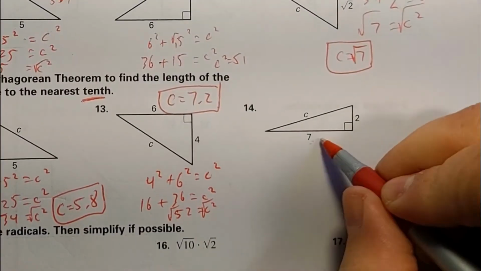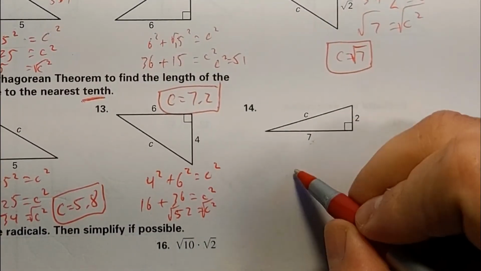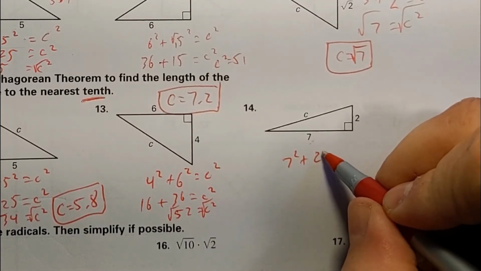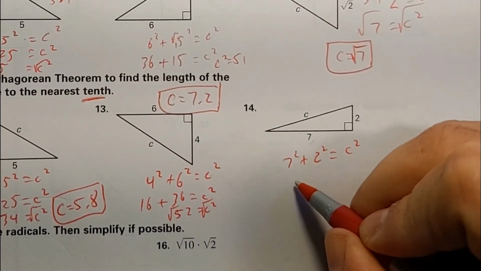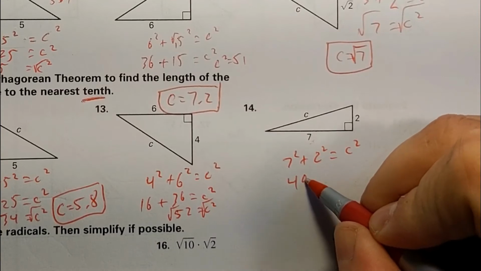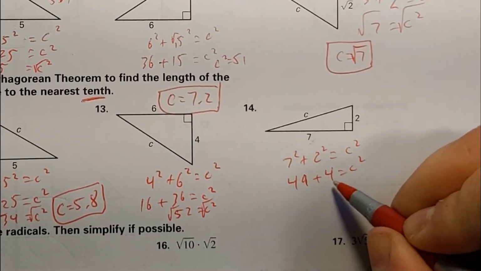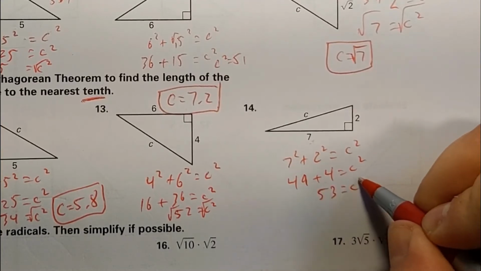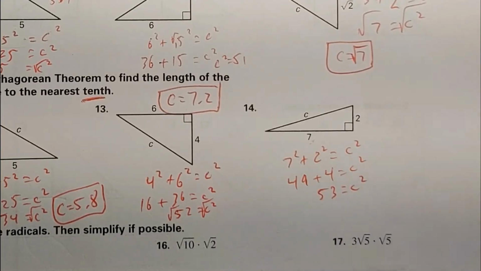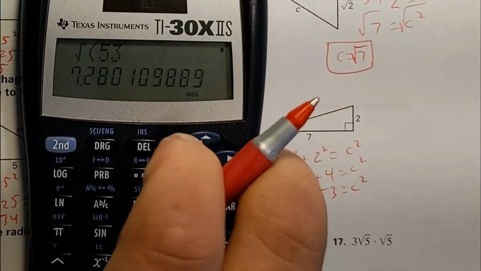Number 14, 2 and 7 are the legs. So 7 squared plus 2 squared equals c squared. 7 squared is 49. 2 squared is 4. 49 and 4 is 53. And then the square root of 53 is 7.3.